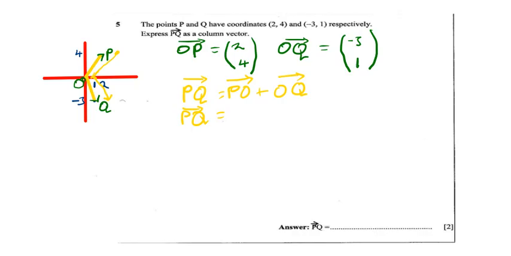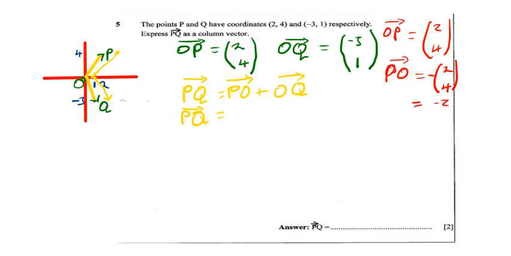PO is just the opposite of OP. So if you have OP, which is 2 and 4, then our PO as a vector, because we follow the direction, we'll have a negative there, 2 and a 4, like that. So this negative can just multiply, because we know that we have a bracket outside, so this negative can multiply everything inside. So negative times 2 is negative 2, negative times 4 is negative 4 there. So this is your PO.